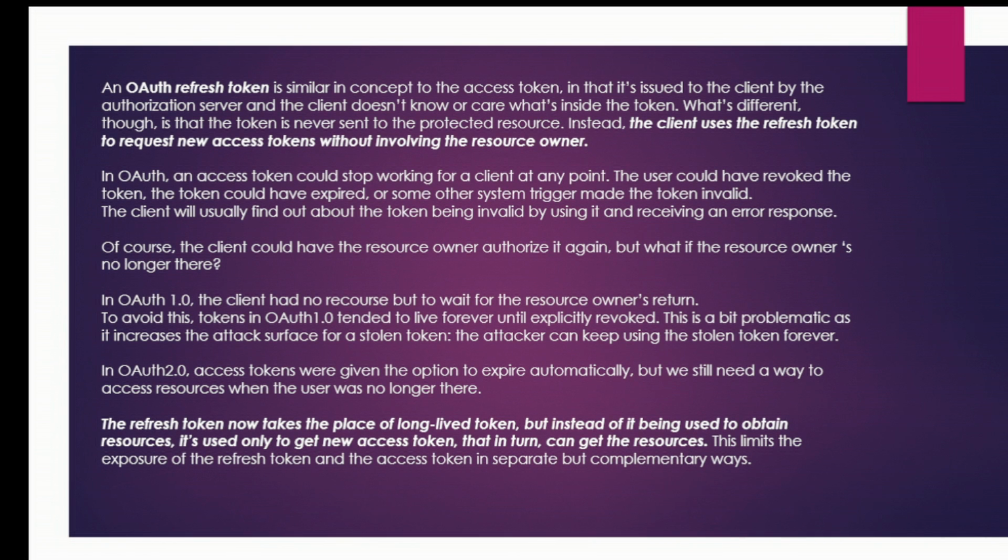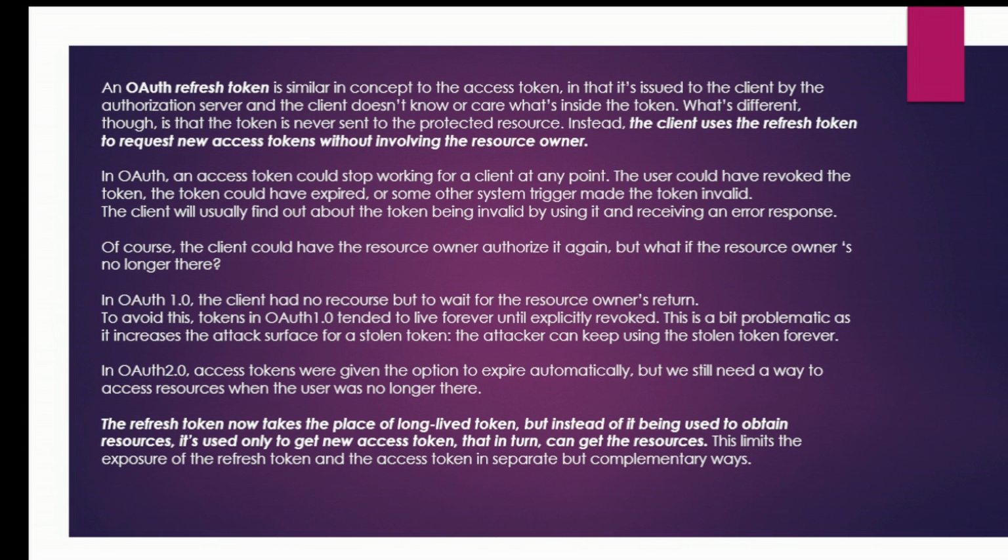So in OAuth 1.0, the client had no recourse but to wait for the resource owner's return. To avoid this, the token in OAuth 1.0 tended to live forever until explicitly revoked. This is a bit problematic, right? As it increases the attack surface for a stolen token. The attacker can keep using the stolen token forever, because if you have a very long validity, then definitely it can be misused.